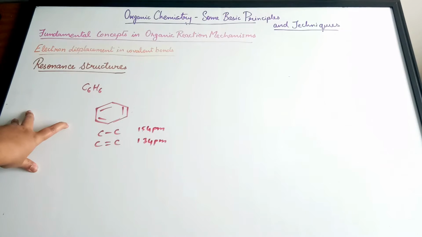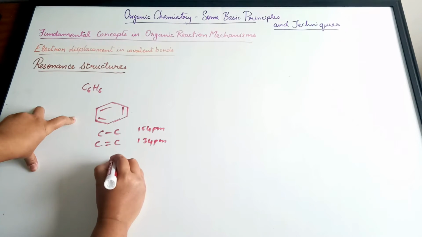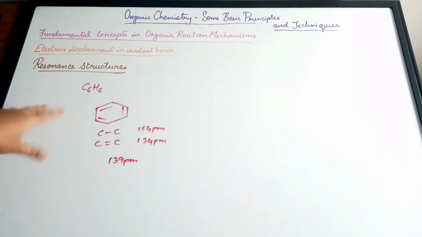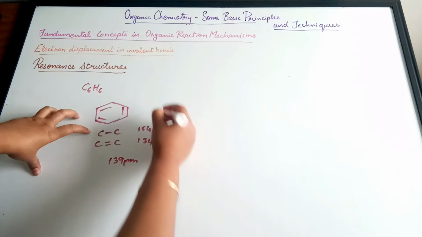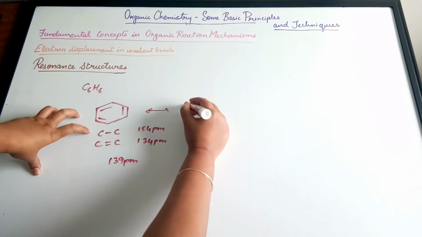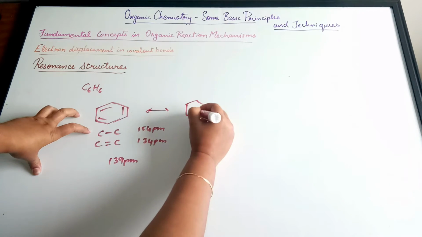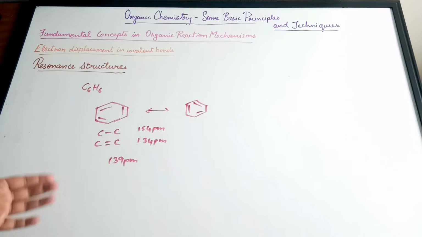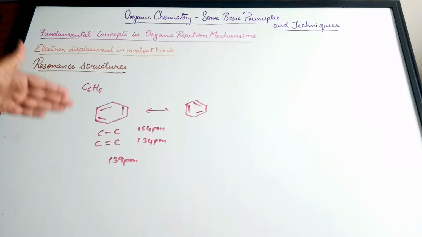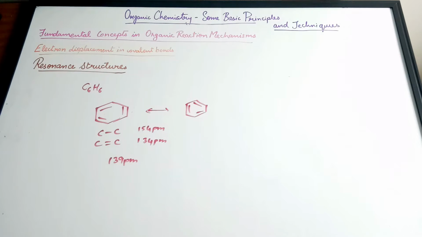But it was found that in benzene, the bond length is uniform and it's 139 picometers. So we did not have 2 separate kinds of bonds; it was neither a double bond nor a single bond. That meant that these electrons are delocalizing and they keep exchanging, and that leads to the difference in the bond length. That led to the formation of 2 different resonating structures.